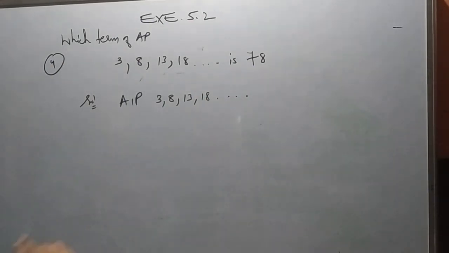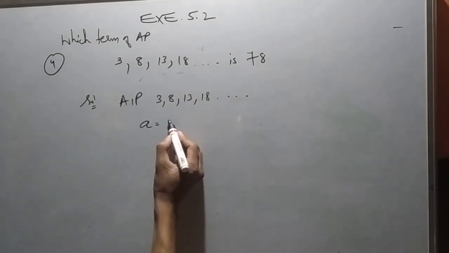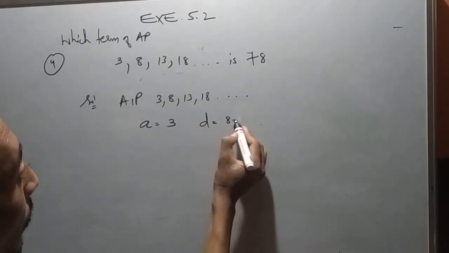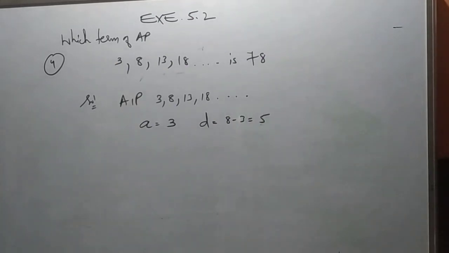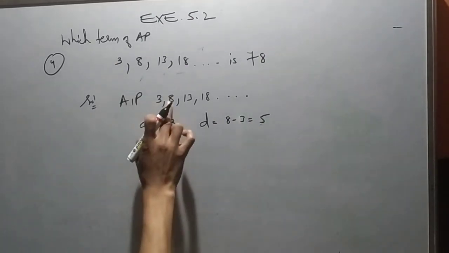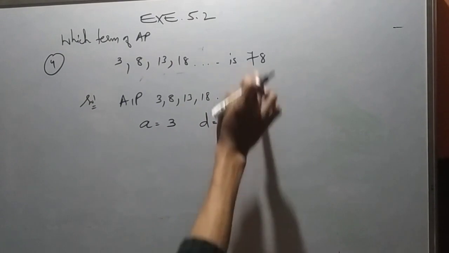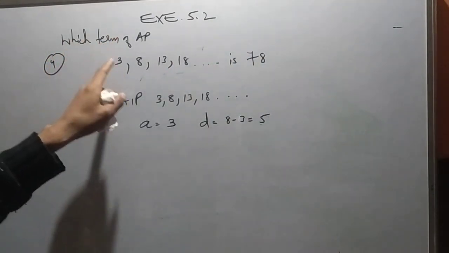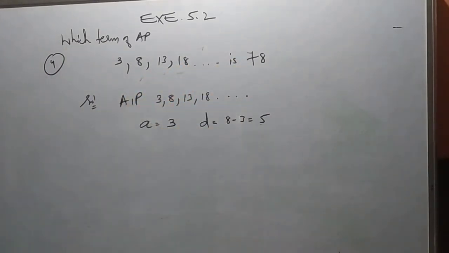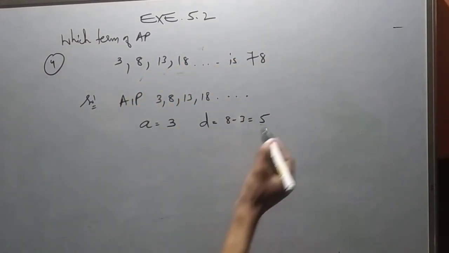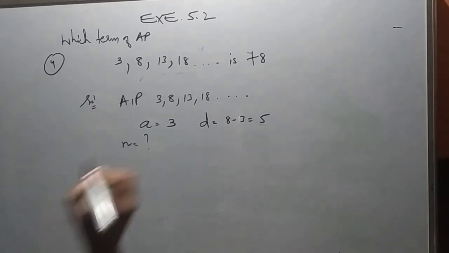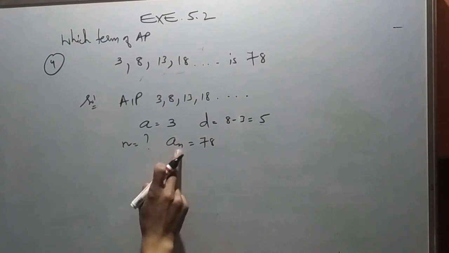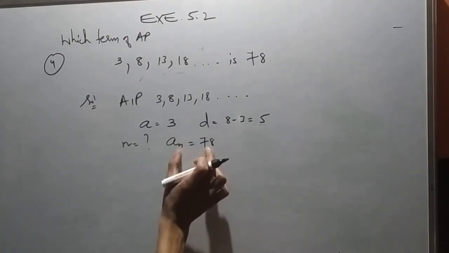The AP has the first term 3. The common difference is 8 minus 3, that is 5. So the common difference is 5. The question asks which term of the AP is 78, that is, we need to find the term number whose value is 78.